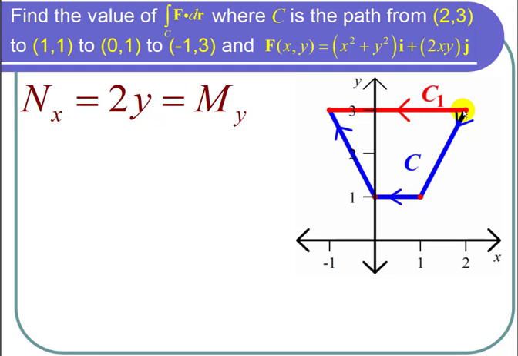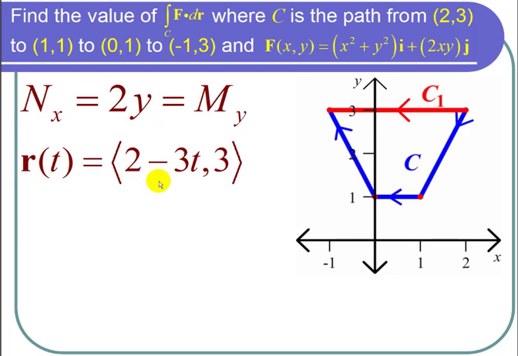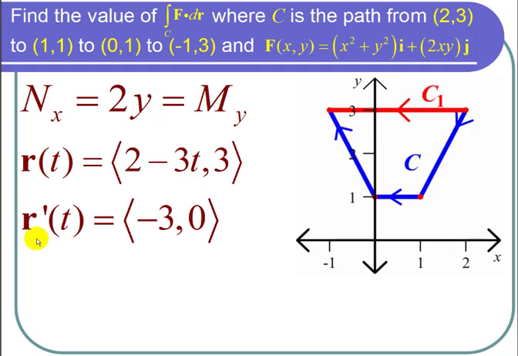Notice that x starts at 2, and then it travels to the left 3 units. So x is 2 minus 3t, and y is just always equal to 3 along this curve C1. So r of t is equal to (2 - 3t, 3). I also need r prime, so I take the derivative with respect to t, and I get that r prime of t is (-3, 0).